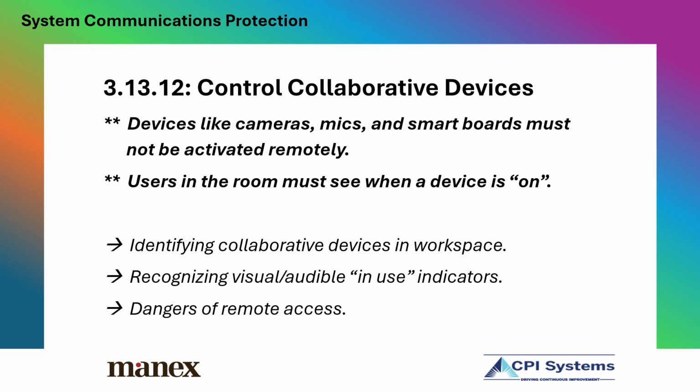Control 3.13.12 requires that collaborative devices like cameras, mics, and smartboards must not be activated remotely. This introduces risk, and also users in the room must be able to see when a device is on. It's typically a red light, something like that. Let's say during a meeting with a whiteboard camera, Sam notices a red light indicating recording. Malone verifies with IT that all such devices cannot be remotely turned on. Someone must be present.